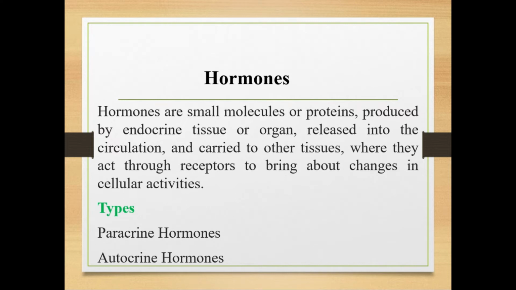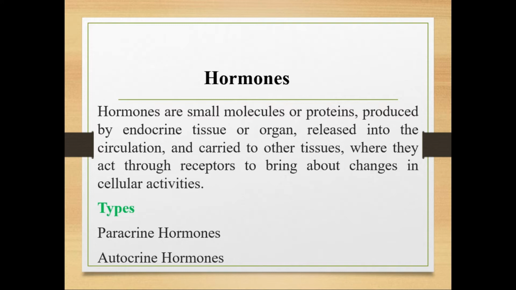We will discuss now in detail about hormones. Hormones are our body's chemical messengers. They travel in our bloodstream to tissues or organs. They work slowly over time and affect many different processes, including growth and development. So they are small molecules, or in nature they are proteins, produced by an endocrine tissue or organ, released into the circulation and carried to other tissues, where they act through receptors to bring about changes in cellular activities.